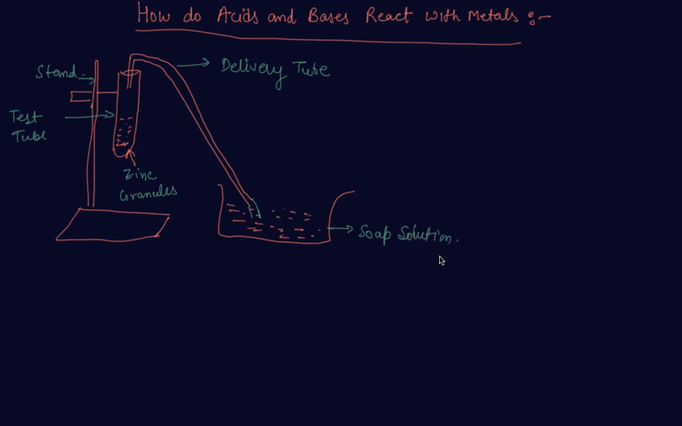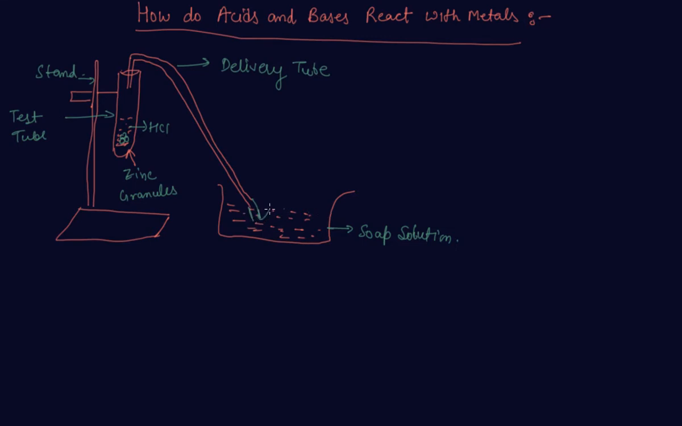So take about 5 ml of dilute HCl in a test tube and add a few pieces of zinc granules. So these are the zinc granules in HCl solution. What do you observe on the surface of the zinc granules? Pass the gas evolved through the soap solution.